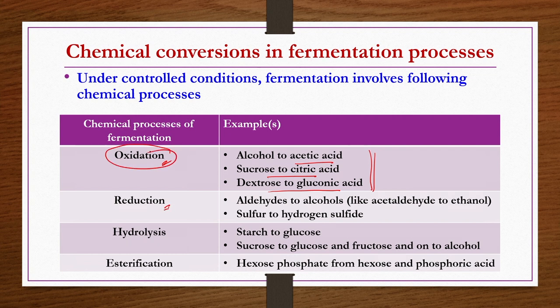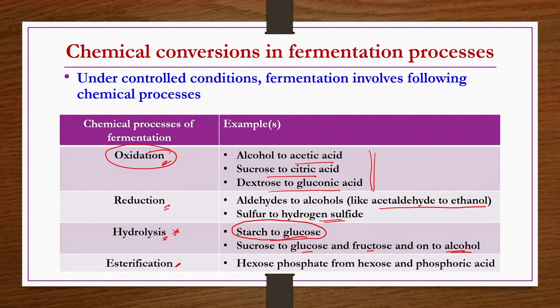In these fermentation processes, oxidation is the primary reaction that takes place. Likewise, reduction is also possible, like aldehydes to alcohol. If you are producing ethanol from acetaldehyde, reduction takes place. Sulfur to hydrogen sulfide also involves reduction. Likewise, hydrolysis, like starch to glucose, which we have seen in the previous chapter on sugar and starch industries, is one of the important reactions. Then sucrose to glucose and fructose, and then on to several alcohols, is also hydrolysis.